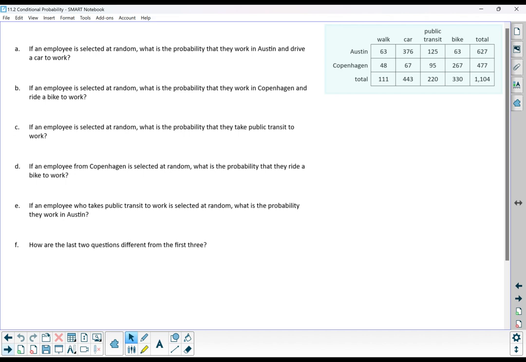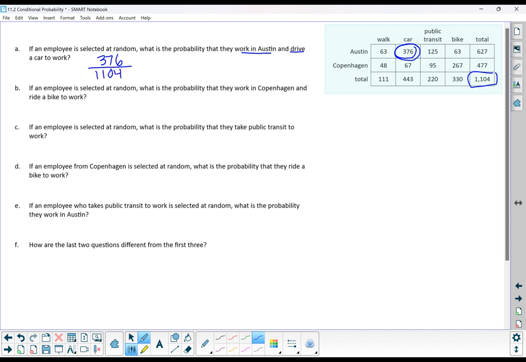So our first question is, if an employee is selected at random, what's the probability that they work in Austin and drive a car to work? So we're interested in the people who work in Austin and they drive. So the ones who work in Austin and drive a car to work, those are right here, 376 employees in that category. So that's going to be the numerator of our probability fraction. And then the denominator would be the sample space, all of the people. So here we go, 1104.